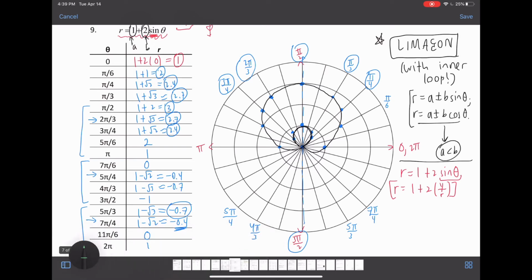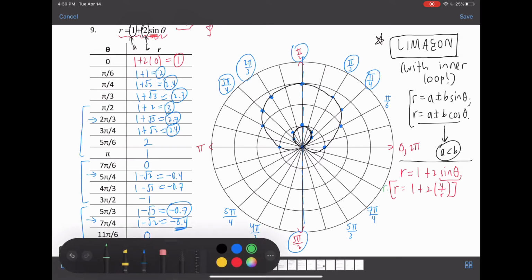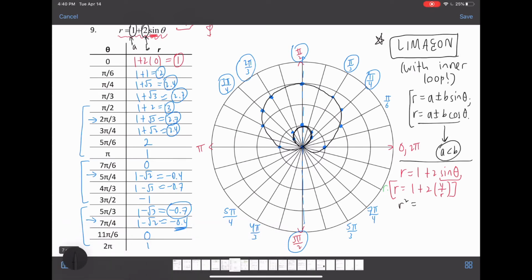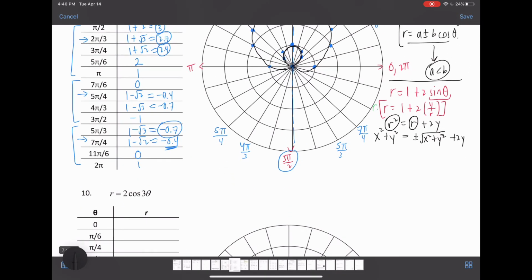It'll give you an r squared on the left side, and it'll give you something that you can work with on the right side. So this will be r squared equals r plus 2y once the r gets distributed to the entire expression. Now we've got to get rid of these r's. For the first one, we can plug in x squared plus y squared. And for the second one, it's not so pretty. It's going to be the square root of x squared plus y squared, and then plus the 2y that's sitting there as well. You have successfully converted this to rectangular form, right? We have all x's and y's now, no r's and thetas.